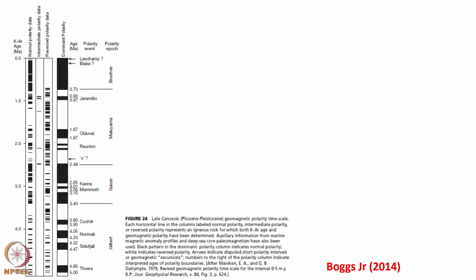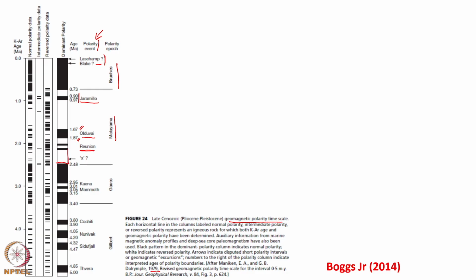Let us look at another version of the magnetic polarity time scale. This is taken from a 1979 publication, so some changes might have happened since. Brunhes has the Laschamp polarity event, with a question mark, and the Blake polarity event. These are in the top position of the Brunhes. The Jaramillo within the Matsuyama can be seen at approximately 0.97 to 0.90 million years back. Among the older Matsuyama examples, the Olduvai comes within 1.87 to 1.67 million years back. Older than Olduvai is the Reunion polarity event, which is older than 1.87 million years.